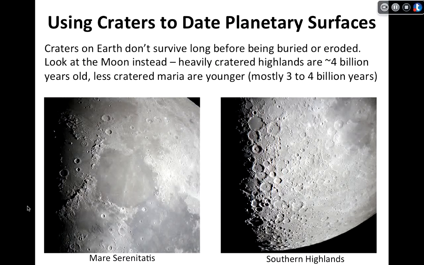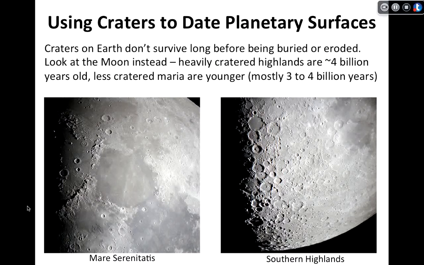So we actually use impact cratering a lot to determine the relative ages of different parts of the moon, Mars, Venus, and so on. Here you can see the southern highlands of the moon really, really heavily cratered. And these are very old. These are close to 4.5 billion years old.